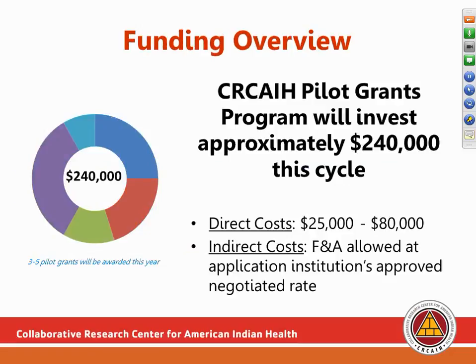And we have about $240,000 to invest in pilot grants in direct costs for this cycle. What we would like you to write your project for is a project that is between $25,000 and $80,000 in direct costs, and we do allow full indirect costs at the rate that your institution has been negotiated at. So we anticipate that we would fund about 3 to 5 pilot grants this year. Last year we funded 3, and the 2 years prior we funded 5.